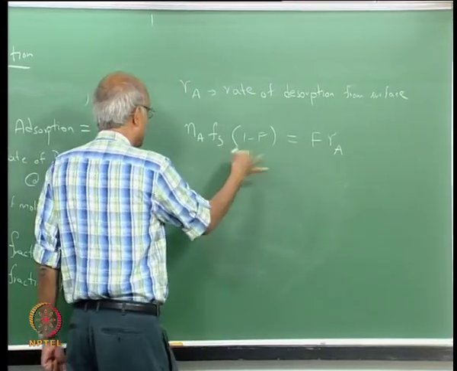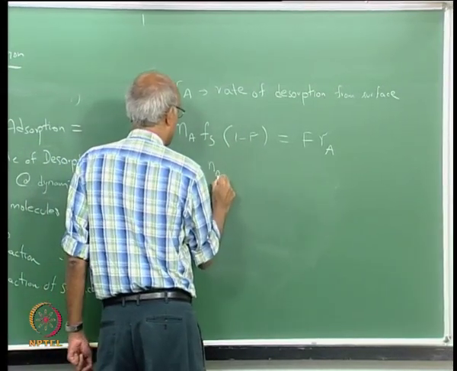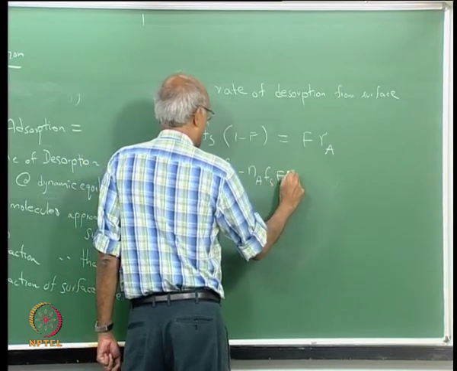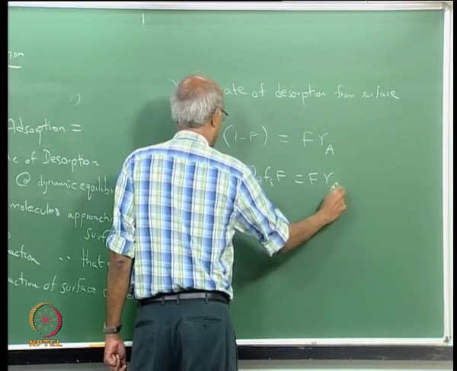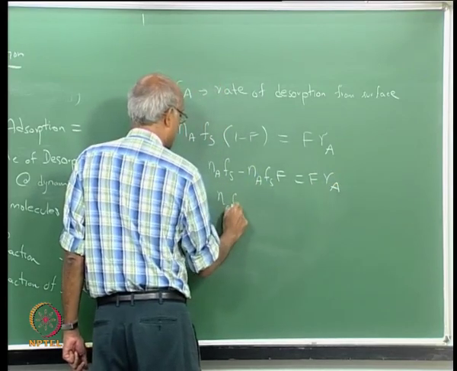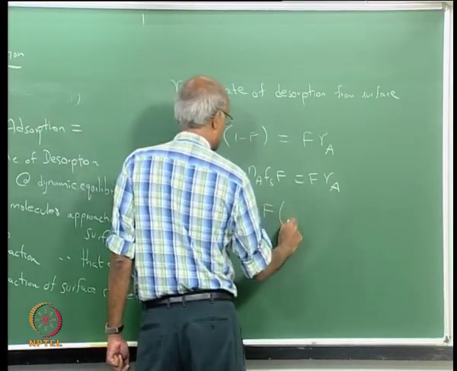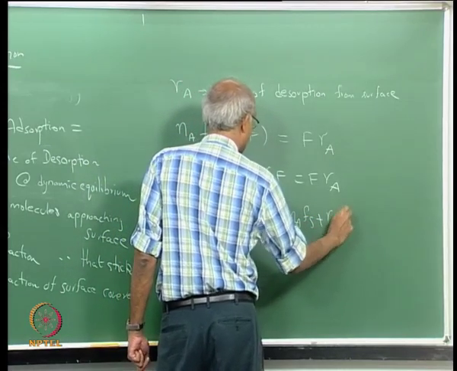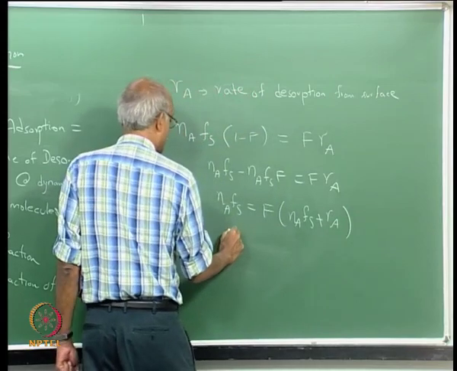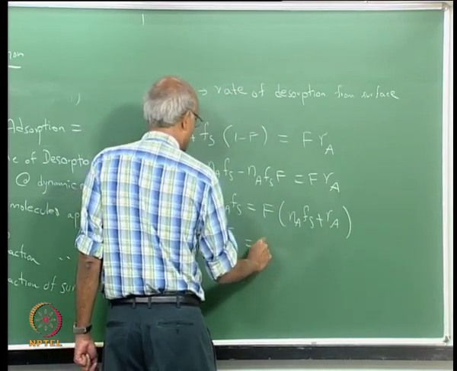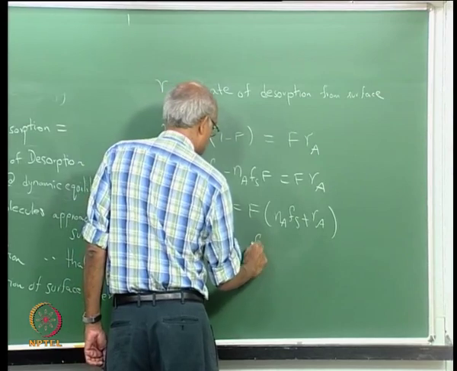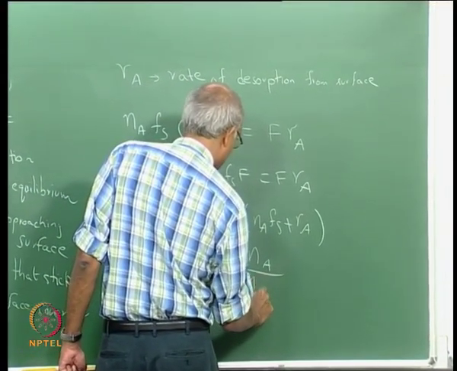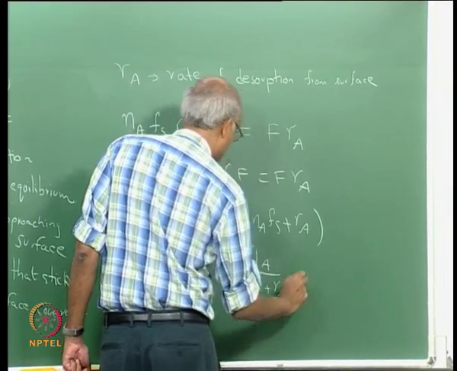So, if you group the terms, this basically means Na times Fs minus Na Fs times F equals F times RA, or Na times Fs equals F times (Na Fs plus RA), or in other words F is equal to Fs times Na divided by (Fs times Na plus RA).